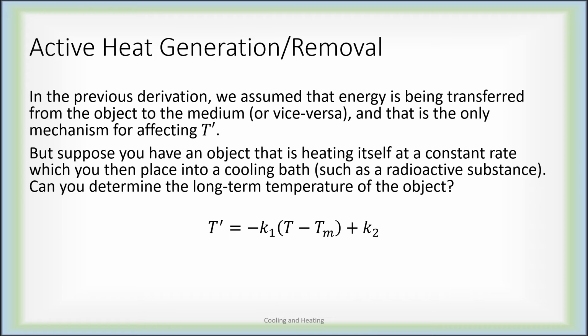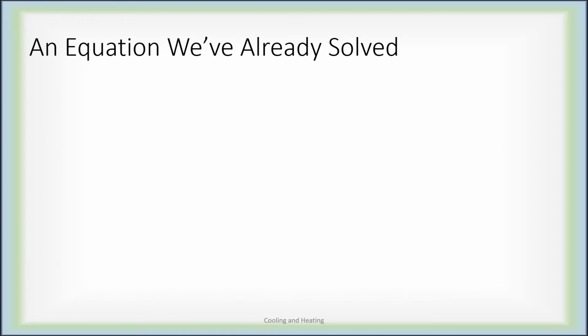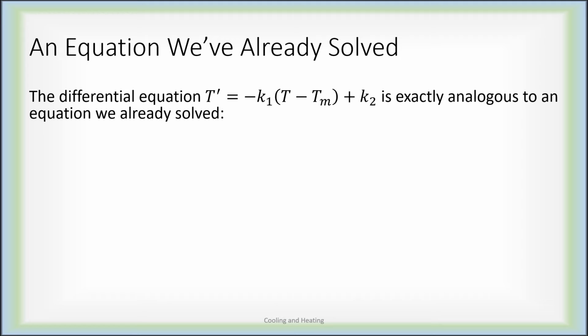Well, this actually looks quite similar to something we studied in the previous video. So here we have two terms in our differential equation. K1 is a constant that represents how energy flows between the object and the surrounding medium. K2, on the other hand, represents the constant rate at which energy is being added or subtracted from our object. This is, however, an equation we've already solved. So now we're interested in solving this differential equation, where the derivative of the temperature is proportional to some constant times this difference with an extra constant added in.